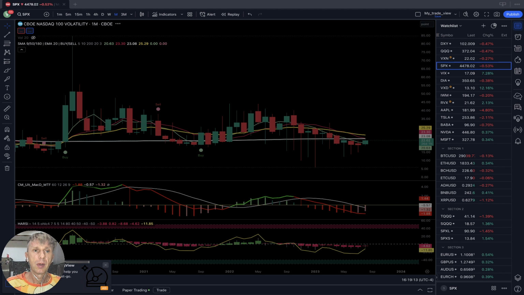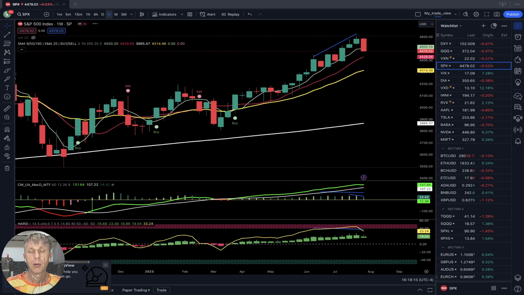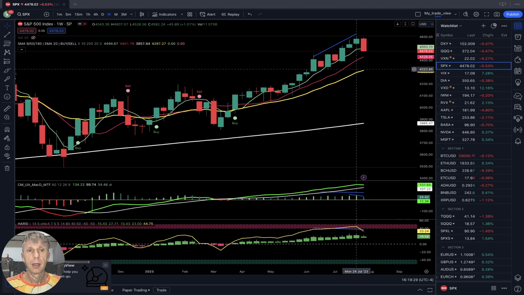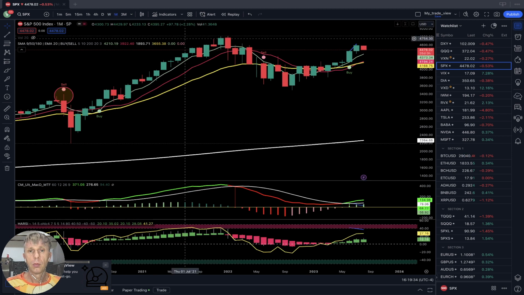Let's move to S&P 500. S&P 500, weekly, still bullish, last bar disconnected from 10 and 20. RSI just moved from overbought territory. Still bullish trend. No changes. Last bar disconnected from MA5 and 20. Monthly time frame. Also bullish. It is at the resistance level.